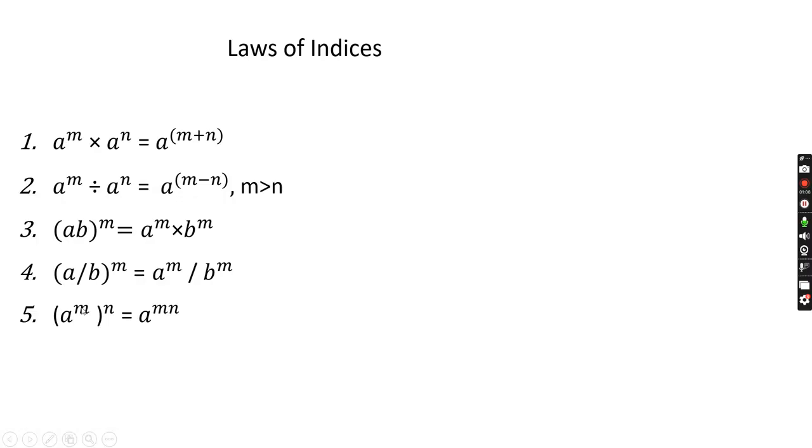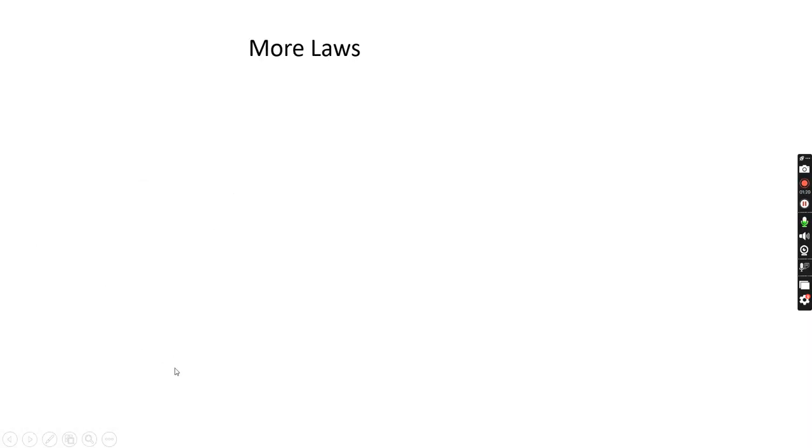Here a to the power m, its whole power n. Okay, in such case we have to do this m and n multiplication, right? Look, a to the power m whole power n, m into n. Okay, power and whole power is multiplied.